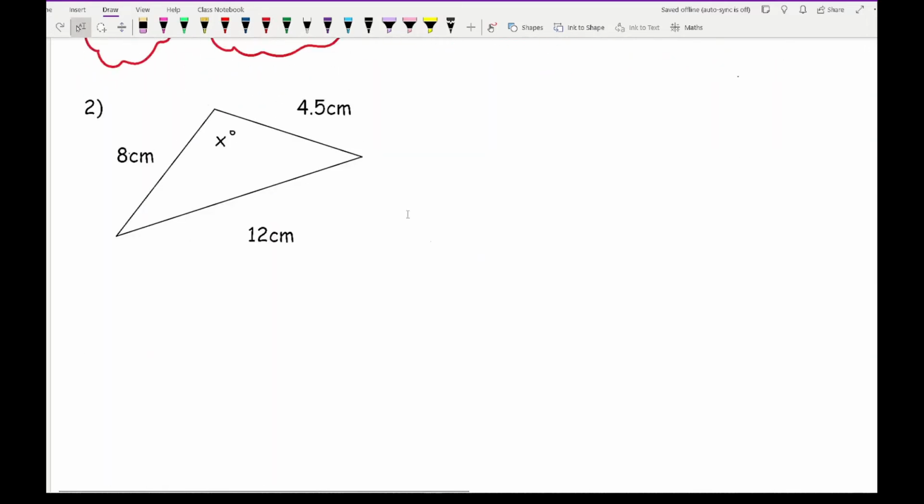So now let's move on to question 2. Let me just get rid of those little things there. So looking at question 2, let's look at this in terms of what we've got.